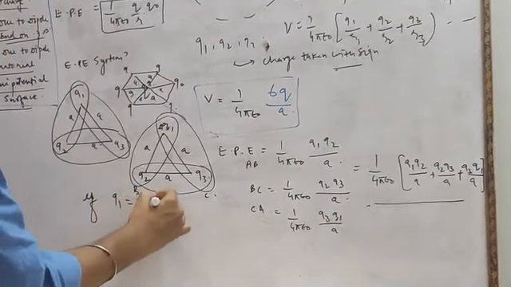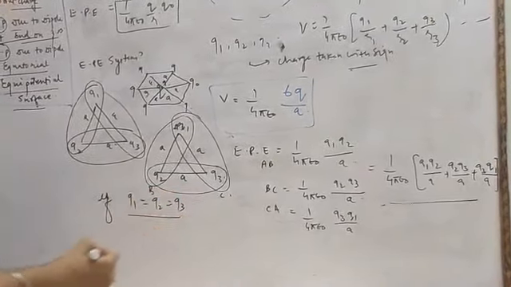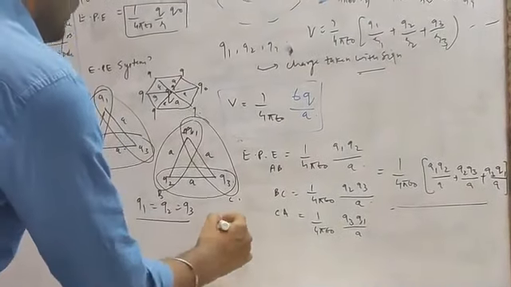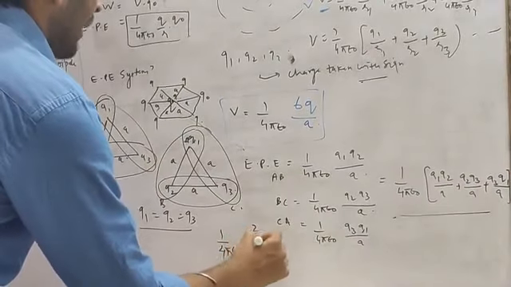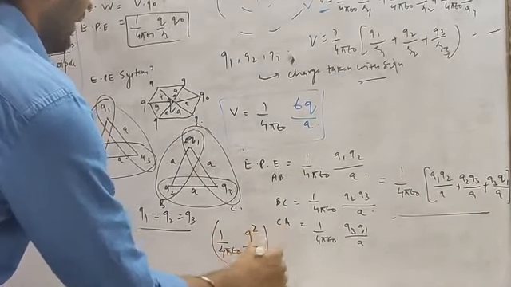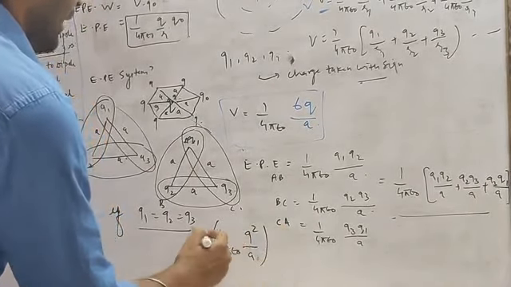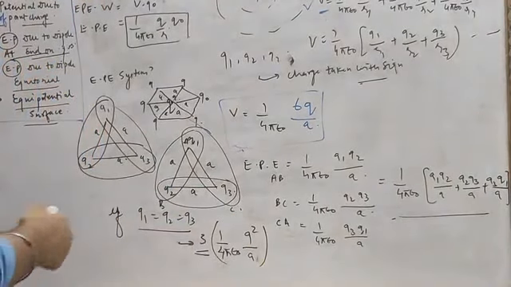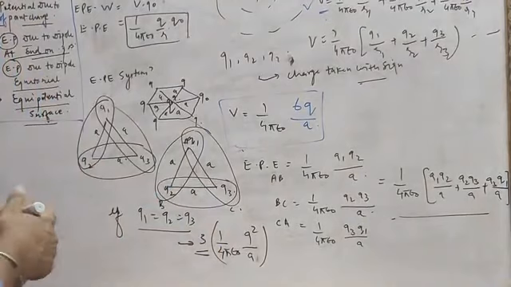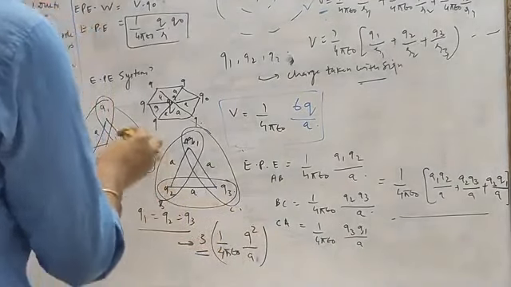And suppose Q1 equal to Q2 equal to Q3, then the electrostatic potential energy of the system will be 1 upon 4 pi epsilon naught Q square upon A, multiplied by 3. Because the electrostatic potential energy for one pair into 3 will give you the value for the whole system.